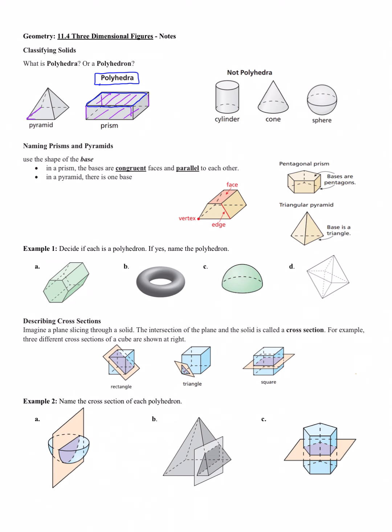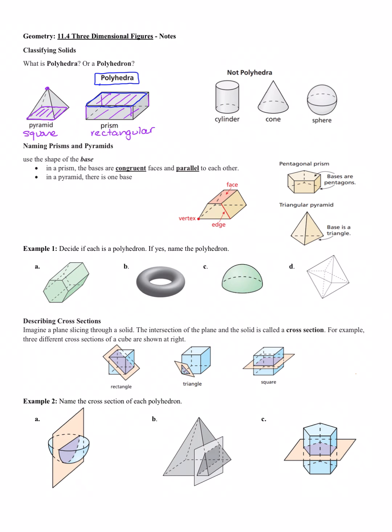A pyramid has just one base and the sides are going to be triangles, but there are no circular edges, so it is a polyhedra. We would call this a square pyramid because the base is a square, and this would be called a rectangular prism because the bases are rectangles.